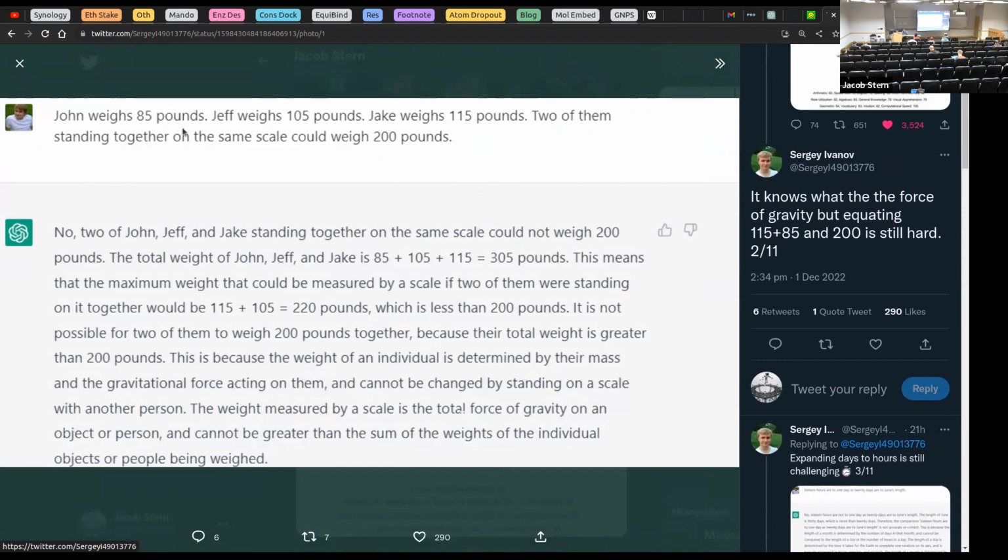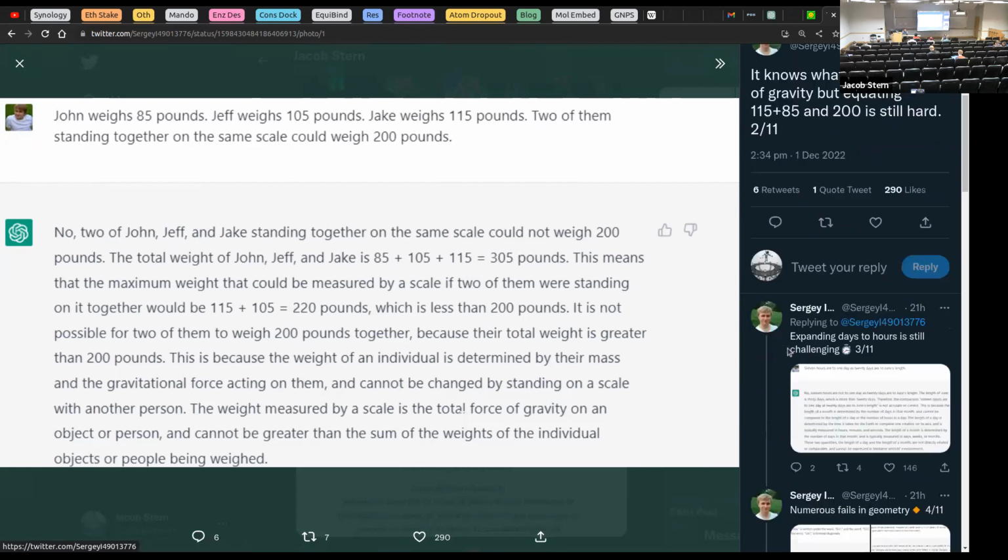John weighs 85 pounds, Jeff weighs 105 pounds, Jake weighs 115 pounds. Two of them standing together on the same scale could weigh 200 pounds. So these are the failure modes, where it was factually incorrect. We can see that even the best language models still struggle with math. In this case, John and Jake together could weigh 200 pounds, unless I've forgotten math. You can see that ChatGPT is still not able to perform mathematical reasoning very well.